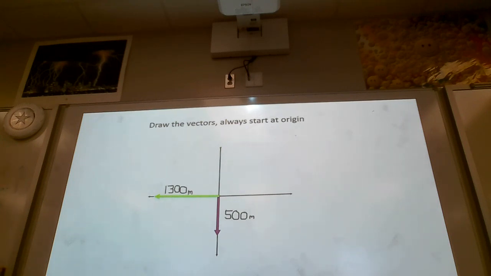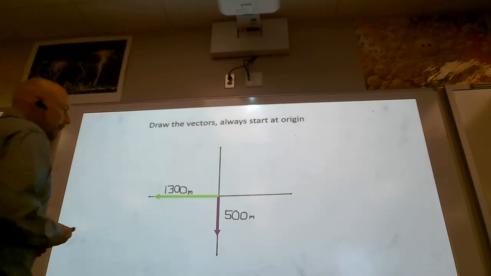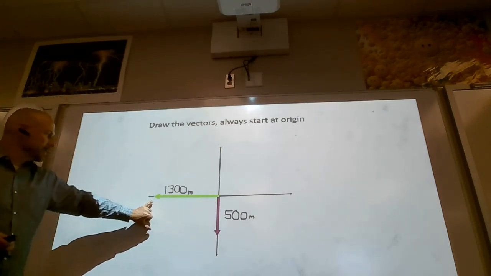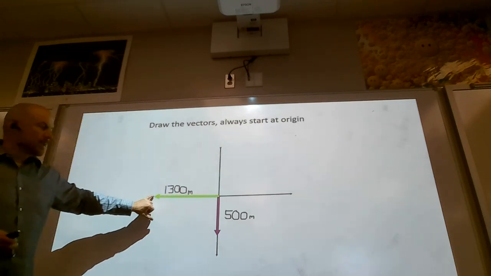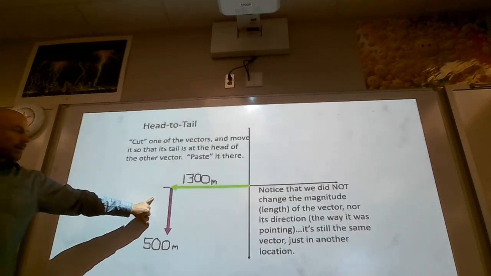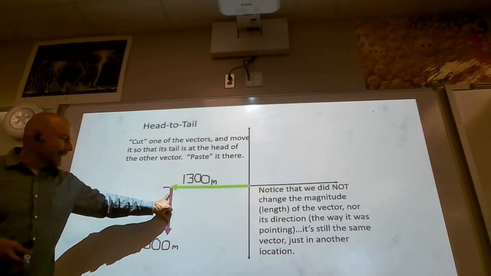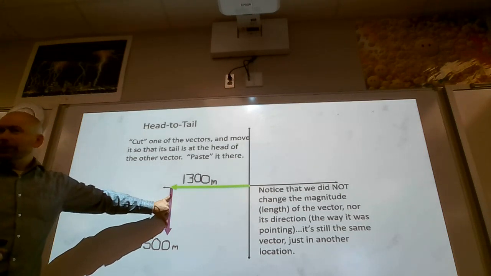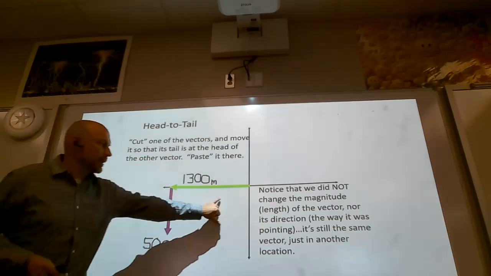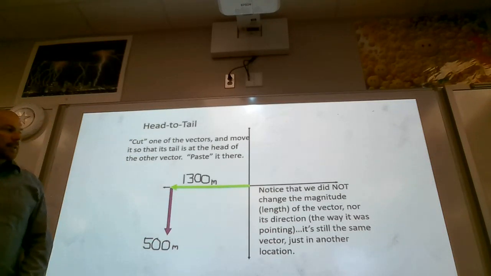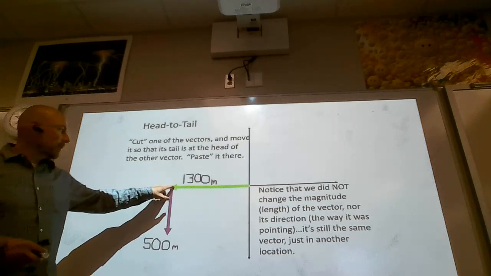Okay. So when we find the resultant of this, we're going to do what's called head to tail. Often I refer to it as cut and paste. So I'm going to take the purple arrow and I'm going to move it, cut and paste it so that the tail of the purple is now at the head of the green. Notice I did not change the direction that's pointing, nor did I change the length of the arrow. I'm just changing where that's located. Okay. So this is known as head to tail. Taking the tail, putting it at the head.